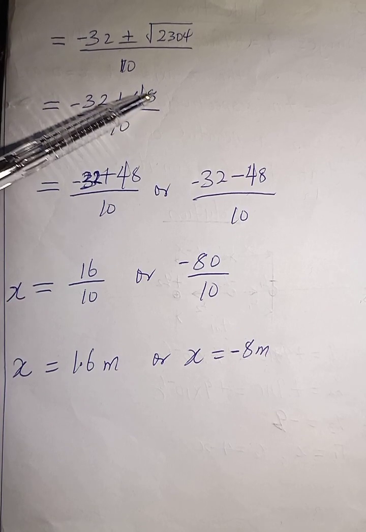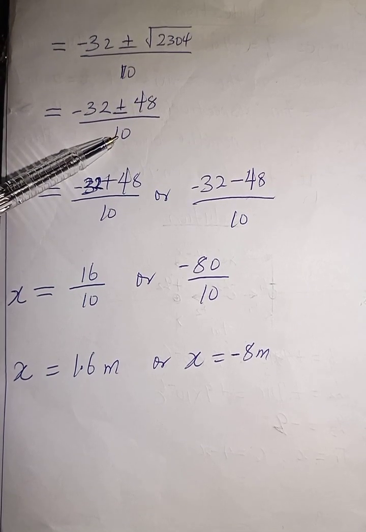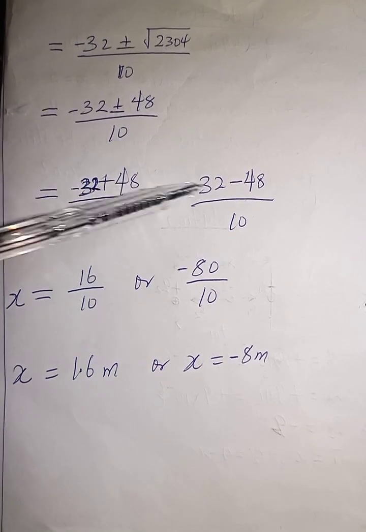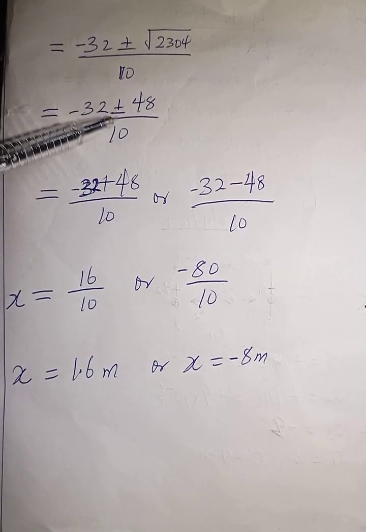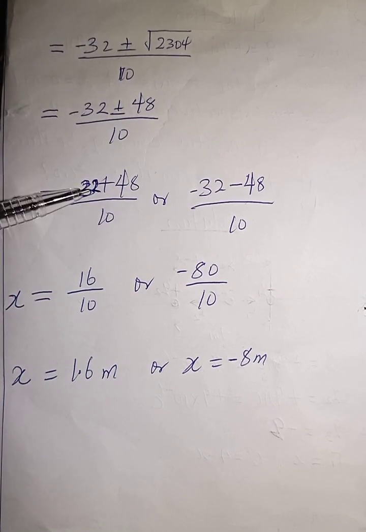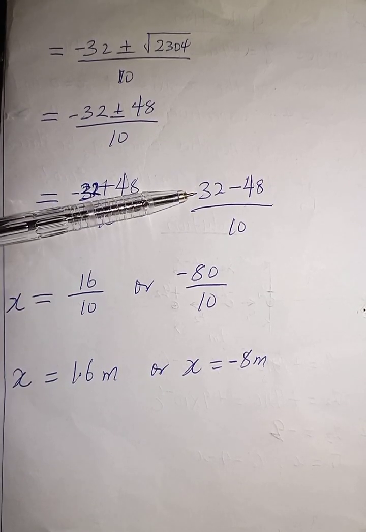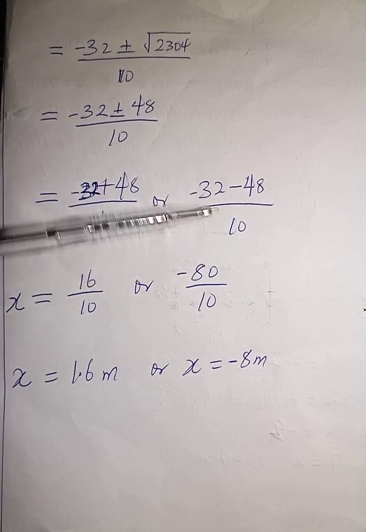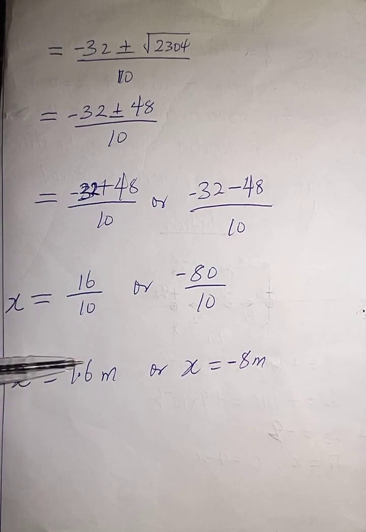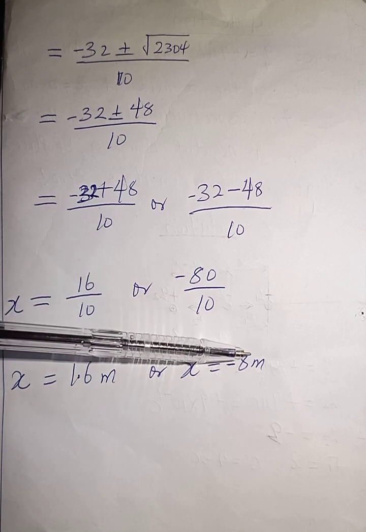Then if you want to get the final answer, we have minus 32 plus 48 over 10, or minus 32 minus 48 over 10. If I do the plus first, then you do the minus again. Minus 32 plus 48 gives 16 over 10, and minus 32 minus 48 gives minus 80 over 10. Dividing by 10, we have 1.6. So s is either equal to 1.6 meters or minus 8 meters.